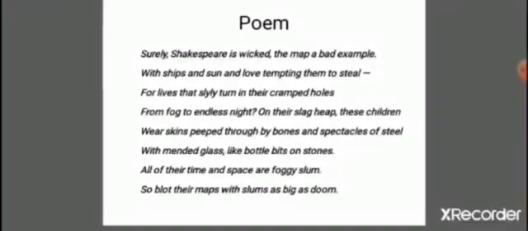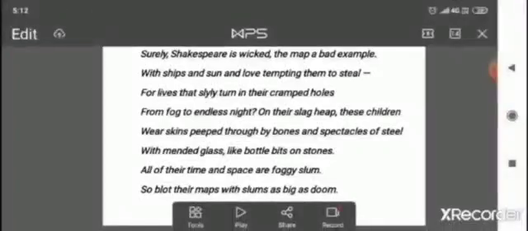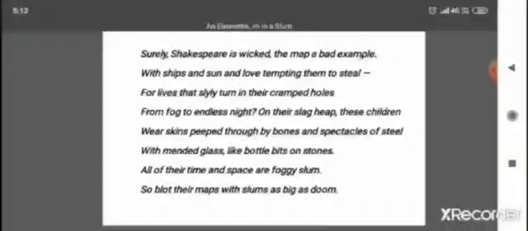Surely Shakespeare is wicked, the map a bad example, with ships and sun and love tempting them to steal for lives that slyly turn in their cramped holes from fog to endless night. On their slag heap, these children wear skins peeped through by bones, and spectacles of steel with mended glass like bottle bits on stone. All of their time and space are foggy slum. So blot their maps with slum as big as doom.